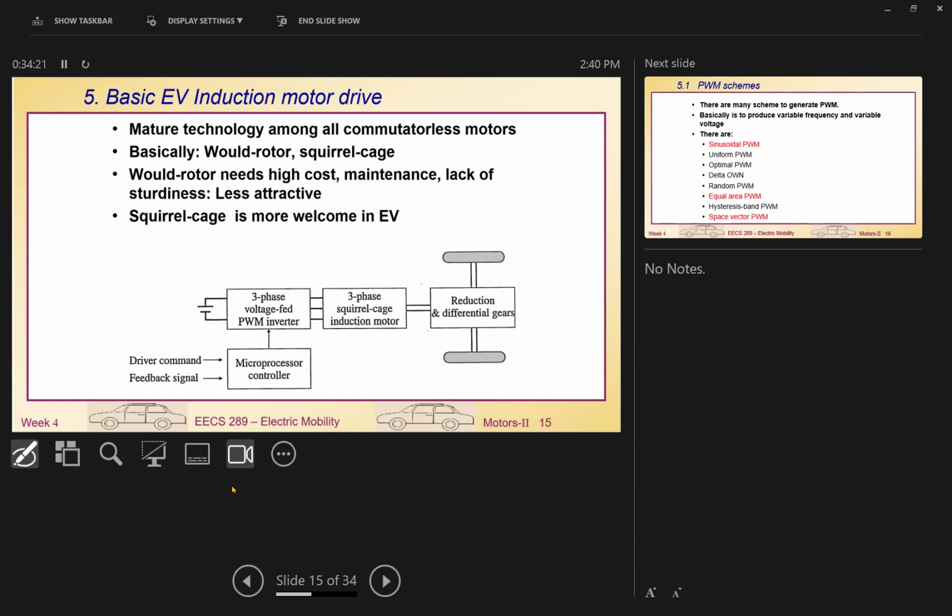And then, of course, the PWM system is controlled by the microprocessor, which generates our pulse pattern. We also need feedback from the motor speed or the driver demand for how much power you need to give out, how much speed for the vehicle. So that's basically a very simple configuration to show the operation.